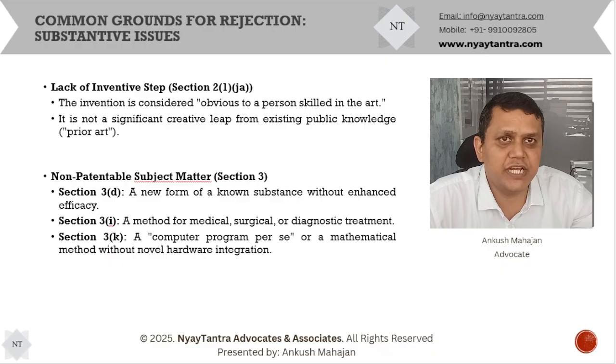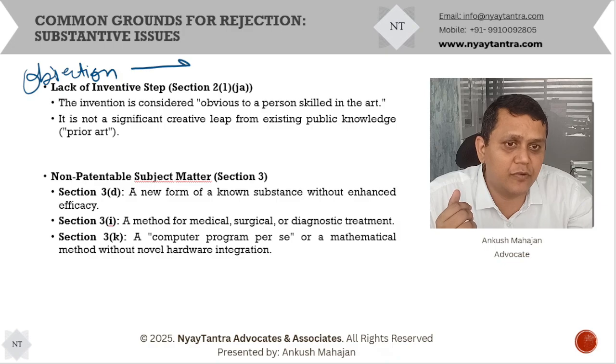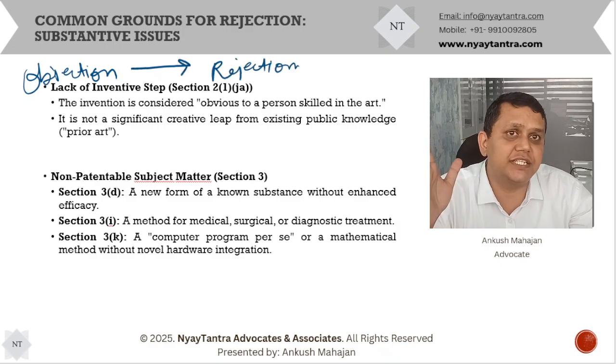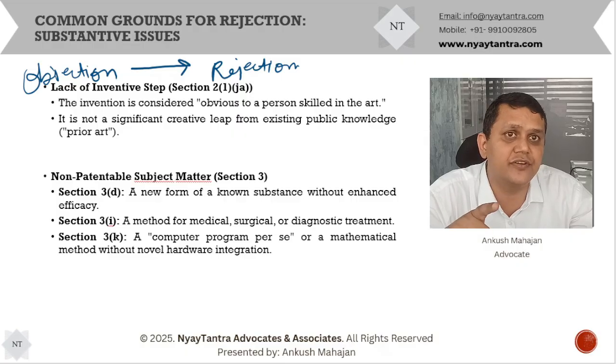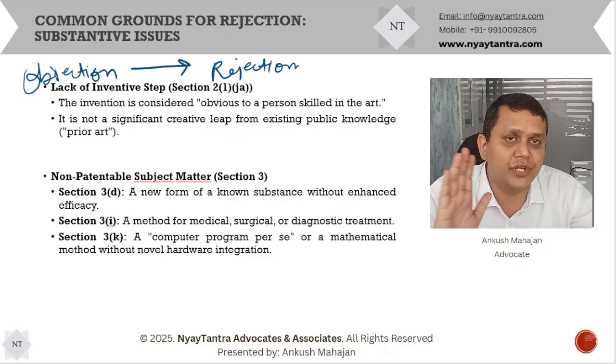So this list which we are going to discuss, it's not a comprehensive list. It is just going to give you an idea what are the various common grounds of objection which you receive, from objection to rejection, right? Objection is at a stage when the learned controller gives you opportunity to submit your response. But rejection is after considering your response, the learned controller is of the view that you still did not meet the requirement as mandated by the Indian Patent Act. So he is going to reject your application on the basis of XYZ reasons.